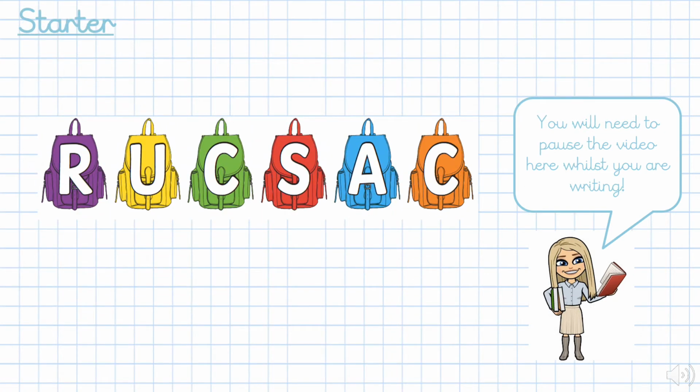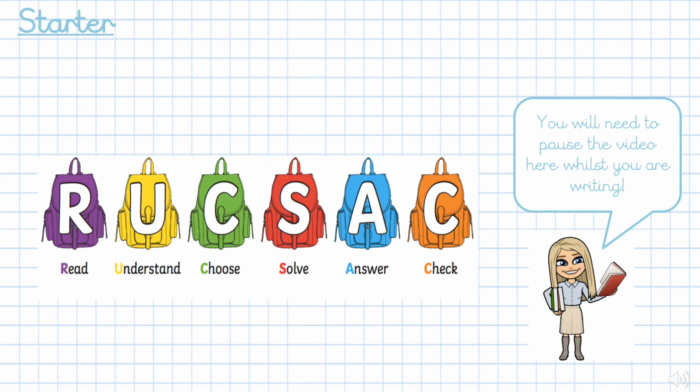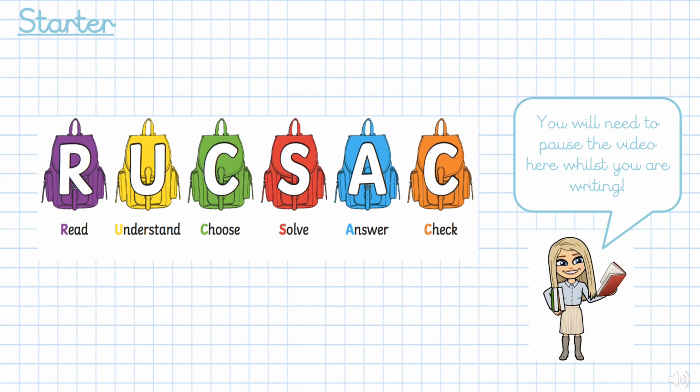The starter for today is to try and remember what rucksack means. Have a go at writing this in your book. I'm now going to remind you what rucksack means, so make sure you put your rucksacks on.